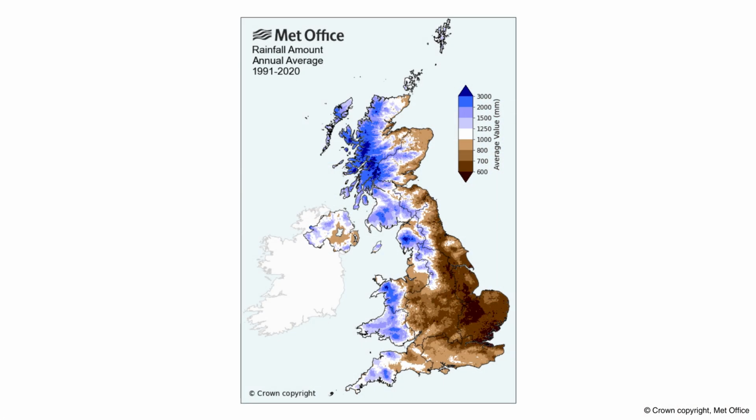In this rainfall map, the blue colours show higher annual rainfall amounts and the brown colours lower amounts, and you can see that the west is wetter than the east.